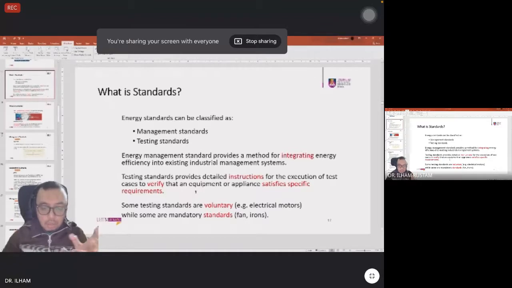So some testing standards are voluntary, for example electrical motors, while some are mandatory, like fans and irons. But electrical motors are voluntary because we want to tell our client, okay, this motor is suitable for this application. For example, a drone. For those who have played with drones, or who know a little about how a drone works.